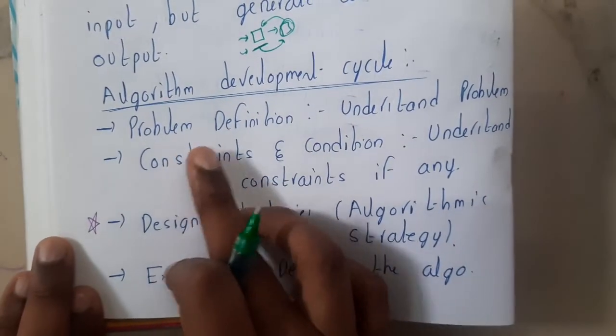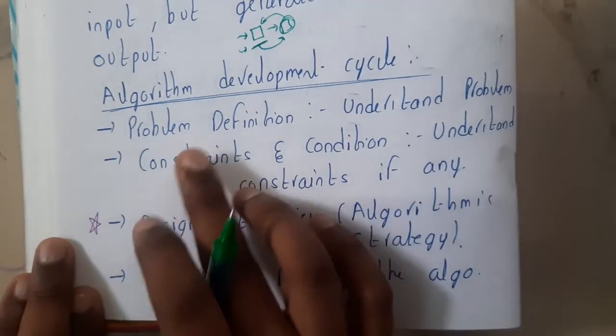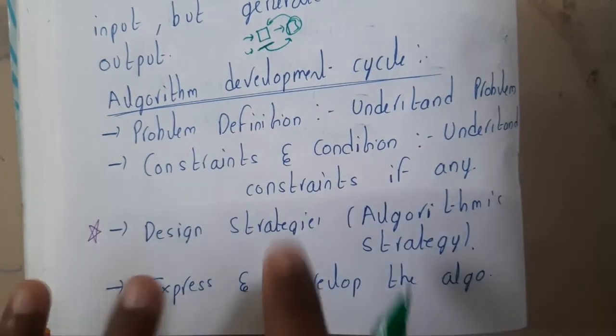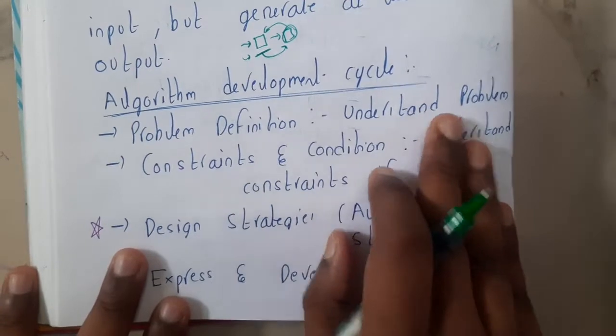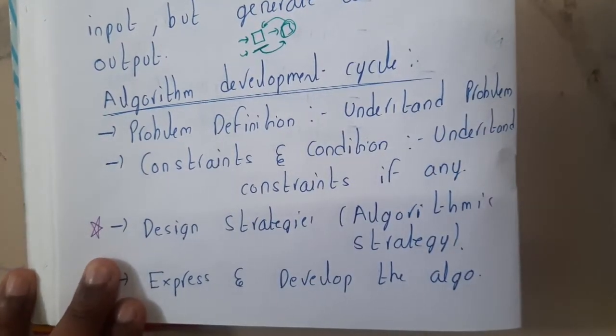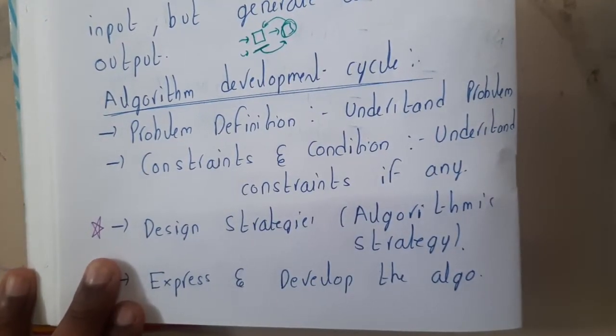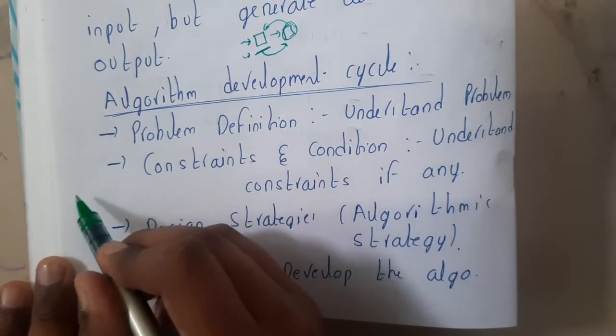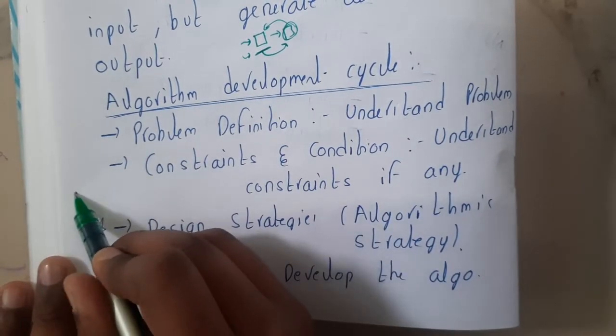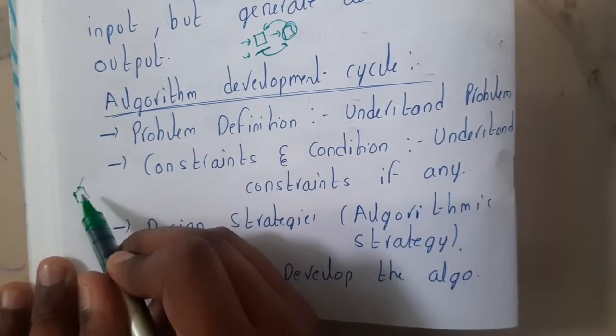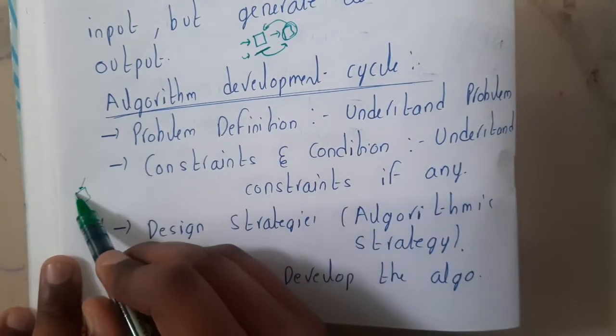The first step is to define the problem. The problem might be anything, but we should first define it. You should understand the problem in simple words. For now, let us take an example, guys. I'm giving examples with respect to real life scenarios. Assume that you want to construct a house.